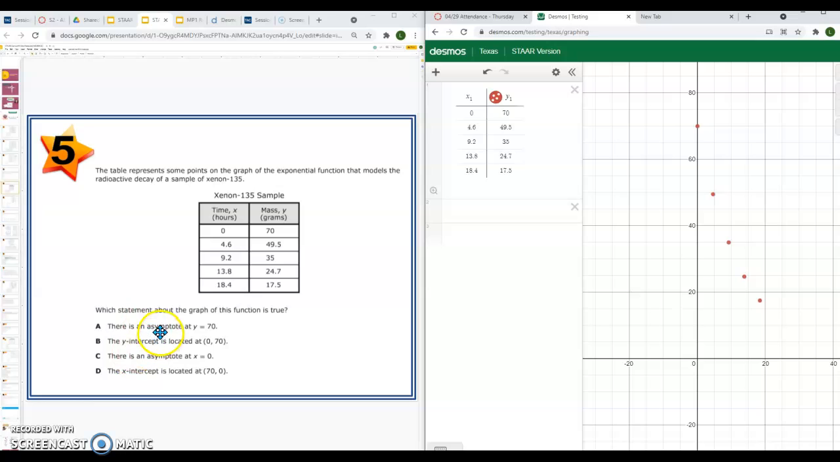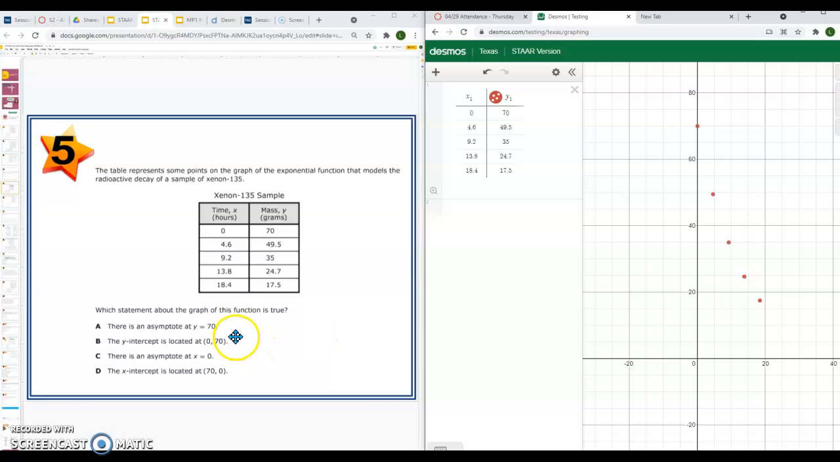The first statement says there's an asymptote at y equals 70. So let me just put y equals 70. Now, guys, an asymptote is the line that this graph is never going to touch. So now that point touches that line. So that line is not my asymptote because that graph touches it. So it's actually not answer choice A.